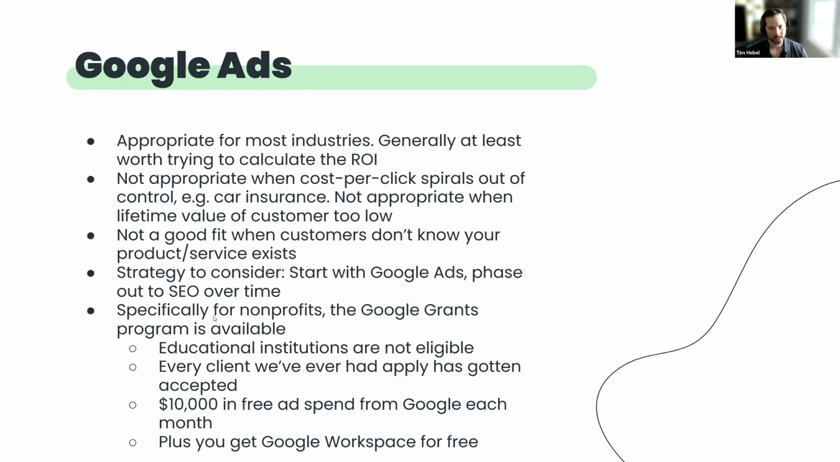But I think this is the most exciting takeaway. So if anyone was going to write something down about Google Ads, this would be it. So specifically for nonprofits, there's a program called Google Grants. Educational institutions are not eligible, but all other nonprofits are. We've probably had 20 clients apply over the years for Google Grants, and all of them have gotten accepted. And you end up getting $10,000 in free ad spend from Google each month that you can use on keywords related to your products or services. And then additionally, you get Google Workspace for free, which is Google's version of Office 365.